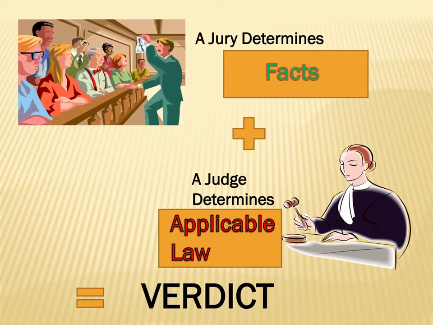At the conclusion of the testimony, the judge will determine what the applicable law is in the case, and then will instruct the jurors by giving them jury instructions. Then the jurors take the law that the judge has read to them, they apply it to the facts that they know to be true, and they come up with a verdict.